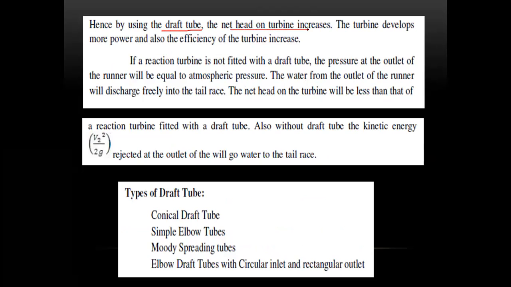అందుకనే మనము draft tube అనేది యూజ్ చేస్తున్నాం. Turbine net head increase అవడానికి we are using the draft tube for the tail race. The turbine develops more power and the efficiency of the turbine increases.